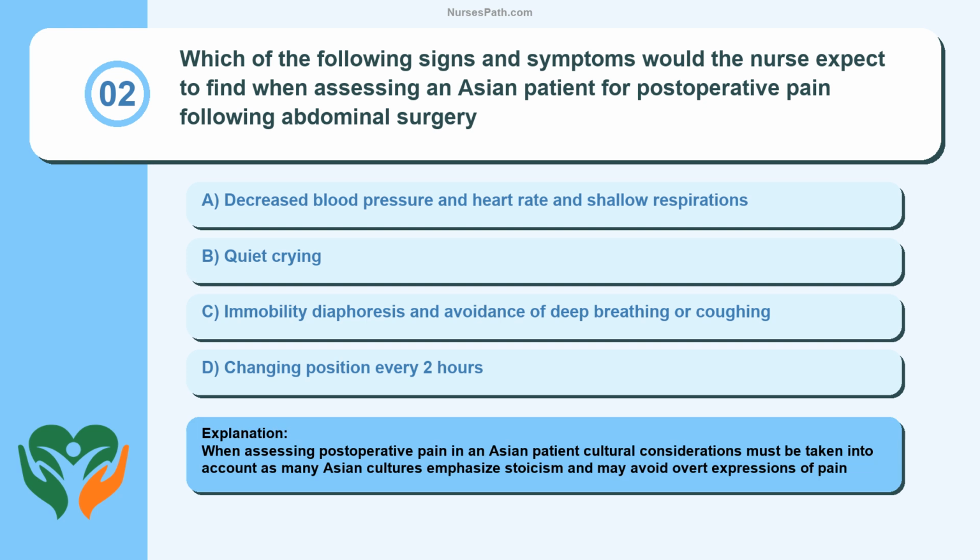When assessing postoperative pain in an Asian patient, cultural considerations must be taken into account, as many Asian cultures emphasize stoicism and may avoid overt expressions of pain.